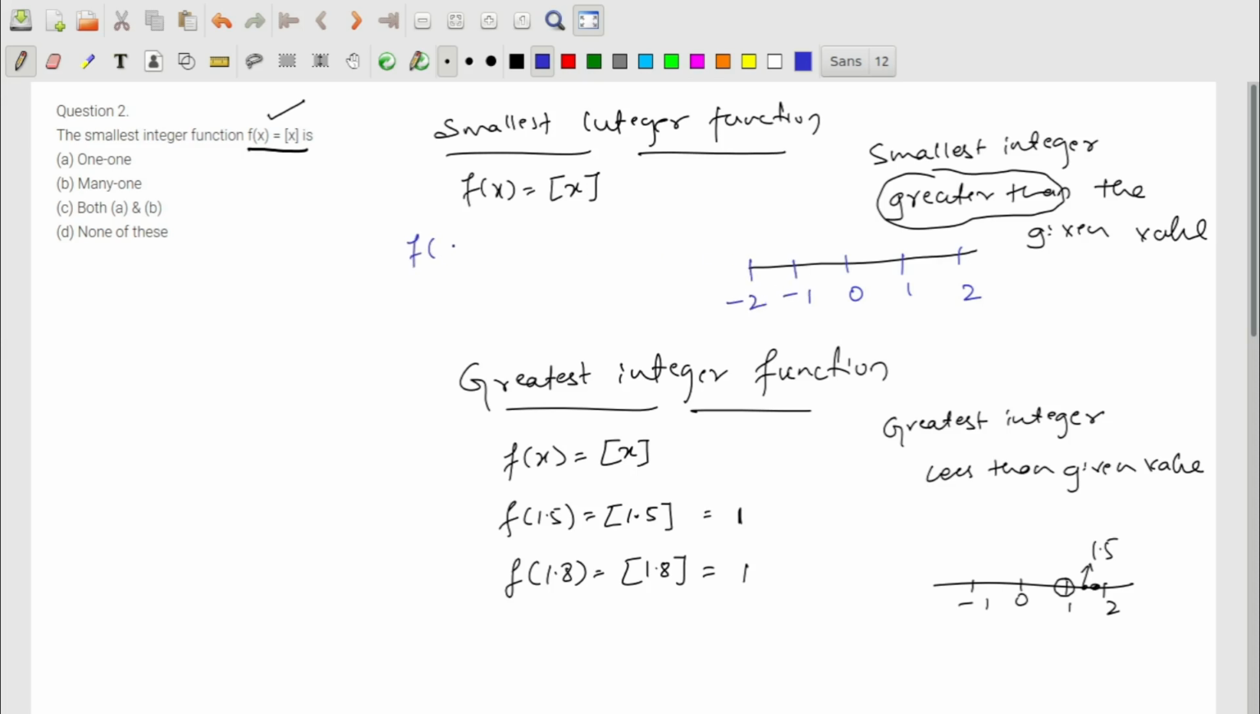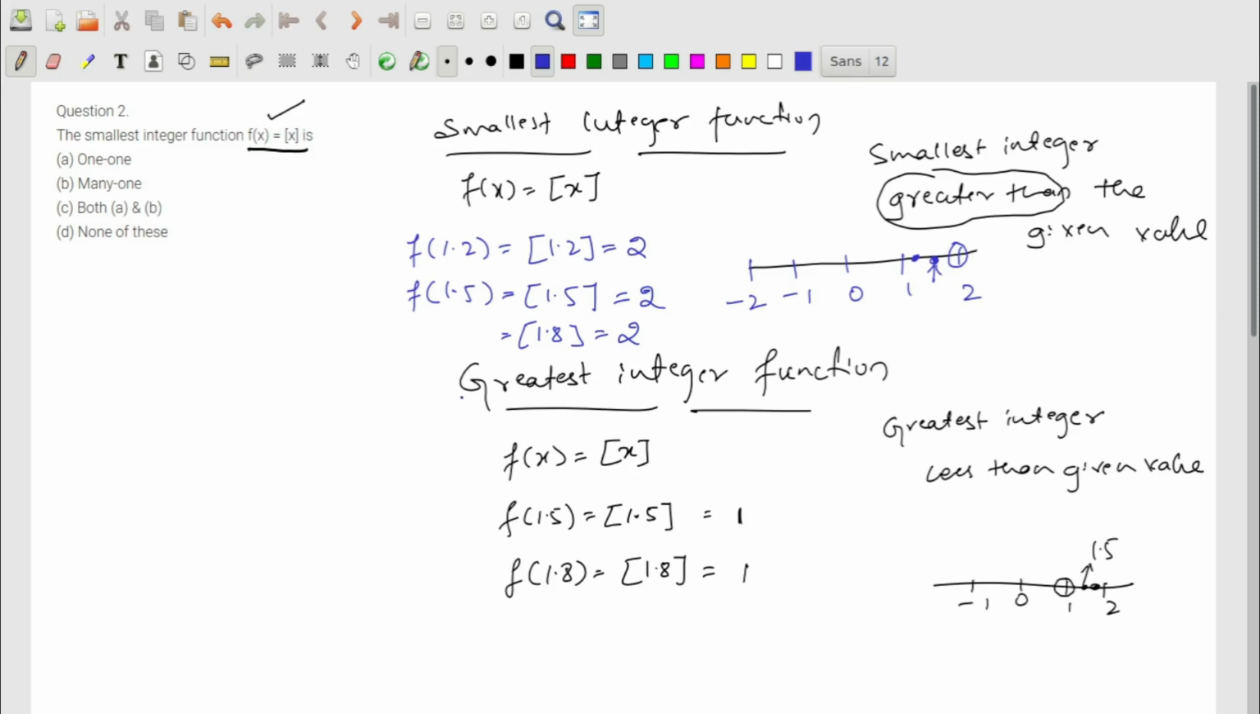If I take f of 1.2, that is the smallest integer function of 1.2. We have 1.2 here, right? So what is the integer greater than the given value? That is your 2 here, which is equal to 2. If you take f of 1.5, what is the smallest integer greater than 1.5? Again it is 2. If you take 1.8, again it is 2 here. So that is the basic difference between the smallest integer function and the greatest integer function.